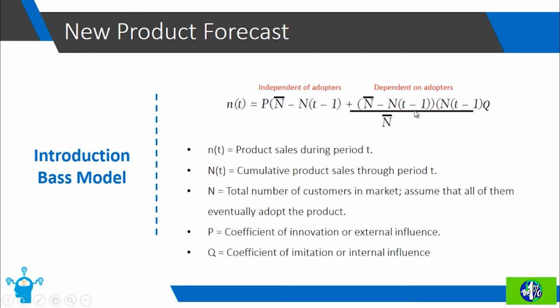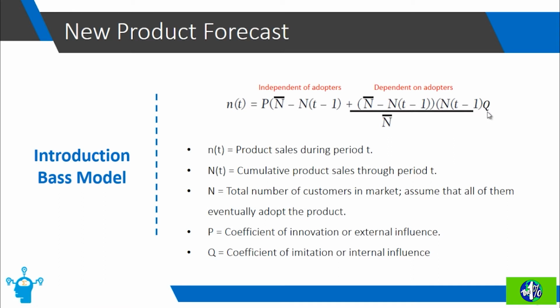The second component has the interaction between previous adopters, which is given by N of t minus 1. These are the people who have already adopted the product, and the people who are yet to adopt. So that is the same N bar minus N of t minus 1. This interaction is to capture the effect of adopters on the non-adopters. This part is multiplied with the coefficient of imitation, and this is capturing the imitators' effect. The imitation factor is often also called network effect.